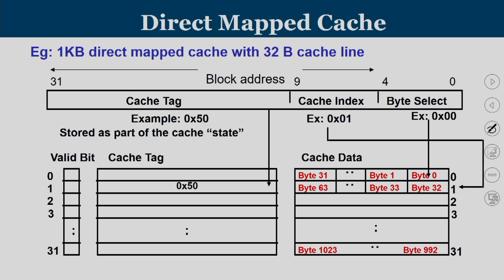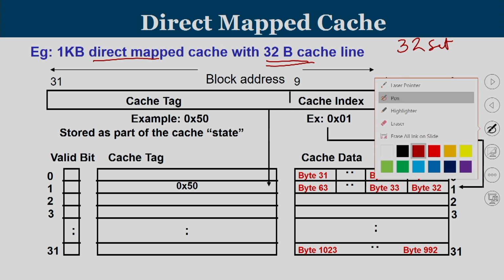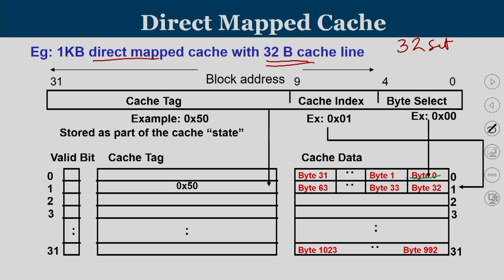Consider a 1 KB direct mapped cache where there are 32 bytes in each cache block. So, how many sets do we have? We have a total of 32 sets. Each set has only one block, that is why it is called a direct mapped cache, and in each of these blocks we can store 32 bytes of data. This is how you store 32 bytes of data, byte 0, byte 1, etc. up to byte 31.